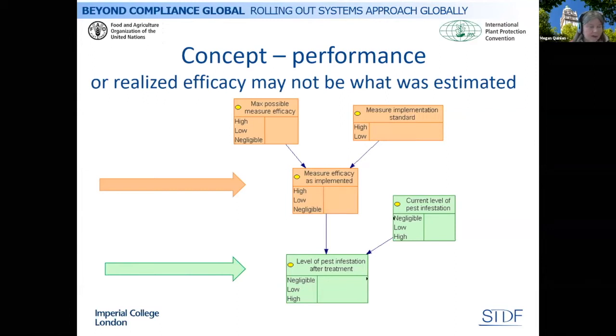And the other thing that affects how well things go in phytosanitary measures is how much pest infestation or how much pest population, or what we've started calling the pest challenge, is present. So again, it's not really a defined concept under the glossary of the IPPC, but it's very important in terms of designing your systems approach.